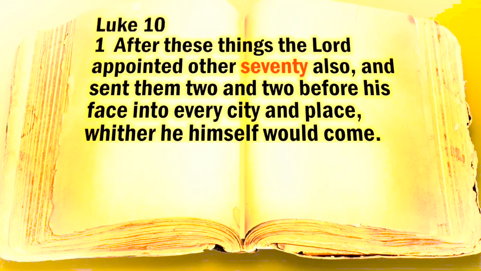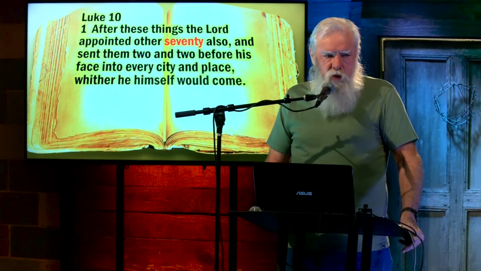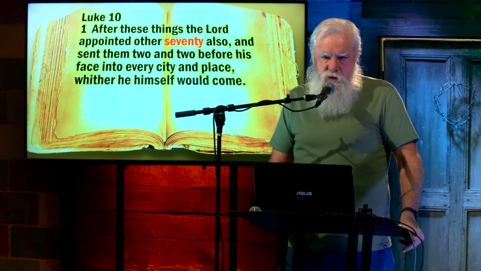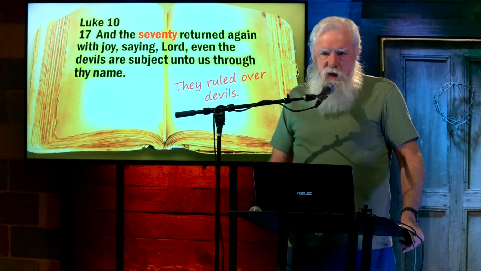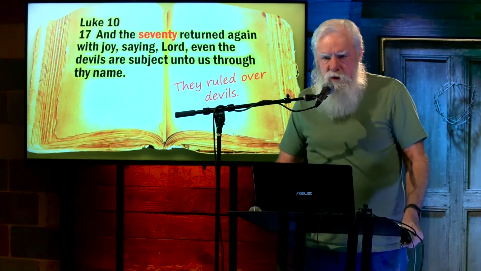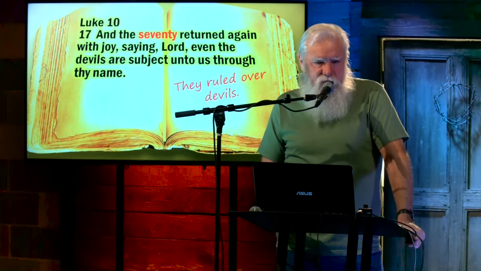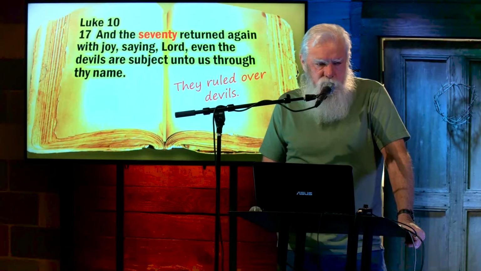"After these things, the Lord anointed other 70 also," this is the early church, "and sent them two and two before his face unto every city and place whither he himself would come." So there were 70 of the believers appointed to take the kingdom message to all of Israel. "And the 70 returned again with joy, saying, Lord, even the devils are subject unto us through thy name." So they ruled over devils, and they rejoiced that they had that rule, these 70.